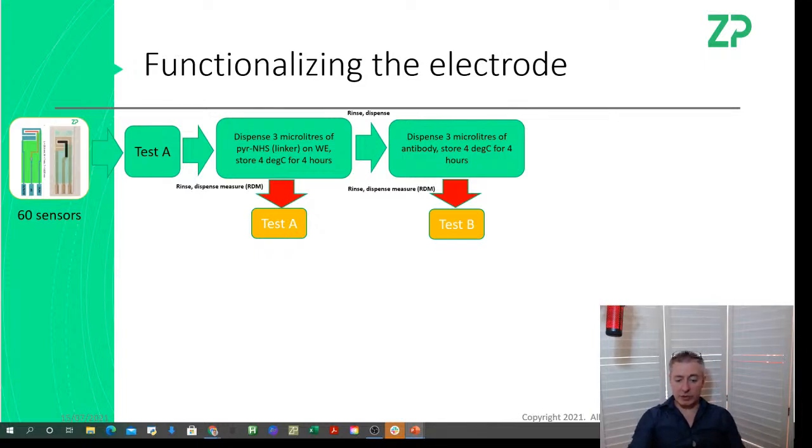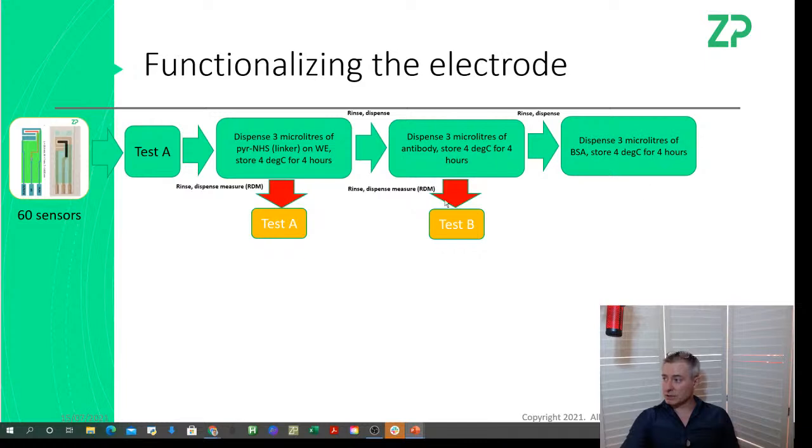So you can see that this is a real manufacturing kind of process where we functionalize, we test, we take the batch forward, we functionalize, we test, we take the batch forward. So all the time, these 60 sensors that we originally started with are getting attrition, because we're losing sensors because of the testing all the time. But this is the way real manufacturing runs. So we put the linker down, then we put the antibody down, then we put the BSA blocker down, and we test to make sure that's worked.